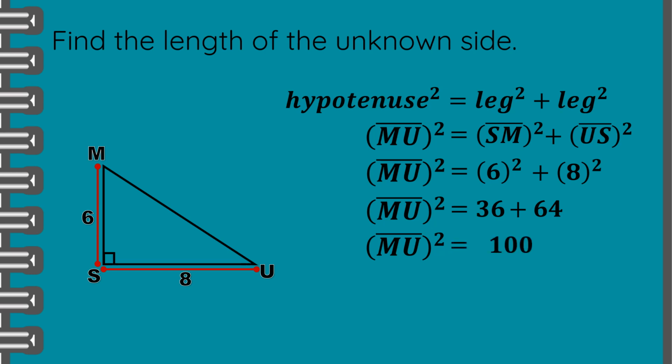In order for us to solve for segment MU, all we need to do is to extract the square roots of both sides of the equation. We have the square root of the square of segment MU is segment MU, and the square root of 100 is positive or negative 10. Since we are just talking about length here, all we need to get is the positive square root since there is no negative length. So the length of segment MU is 10 units.